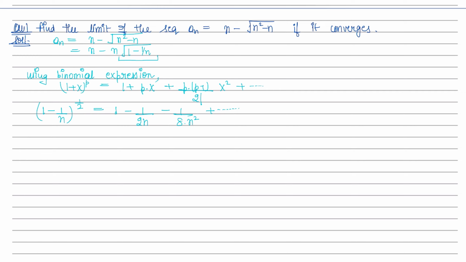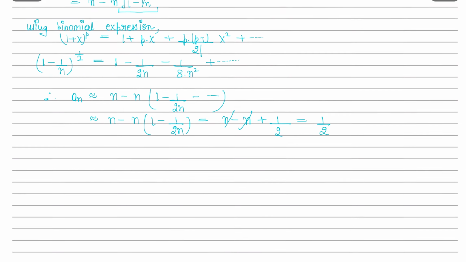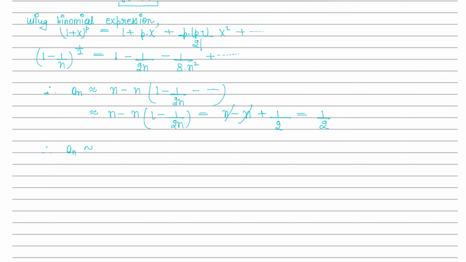Since we will expand this term to the two terms only, therefore a_n becomes approximately equal to n minus n into (1 minus 1 by 2n), and so on. Approximately equal to n minus n into (1 minus 1 upon 2n). This term is equal to n minus n plus 1 by 2. This is equal to half. Therefore a_n is approximately equal to half, which implies the limit as n tends to infinity is half, as it becomes a constant sequence, so it is convergent.